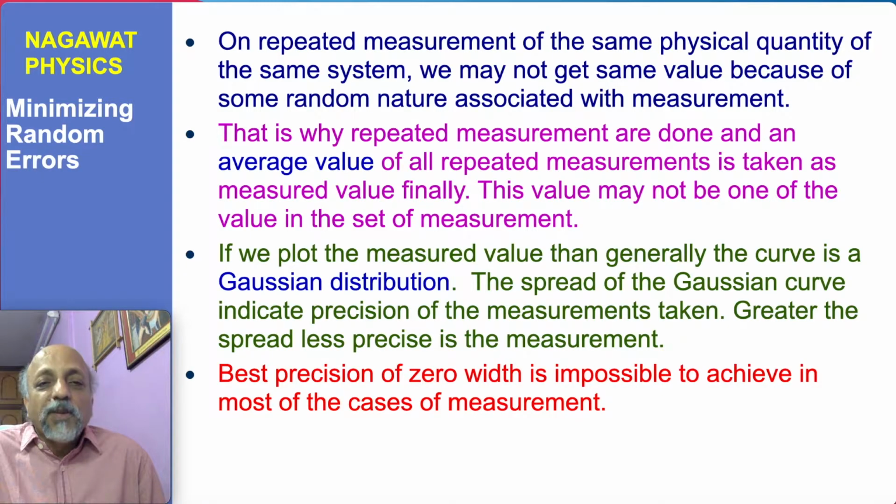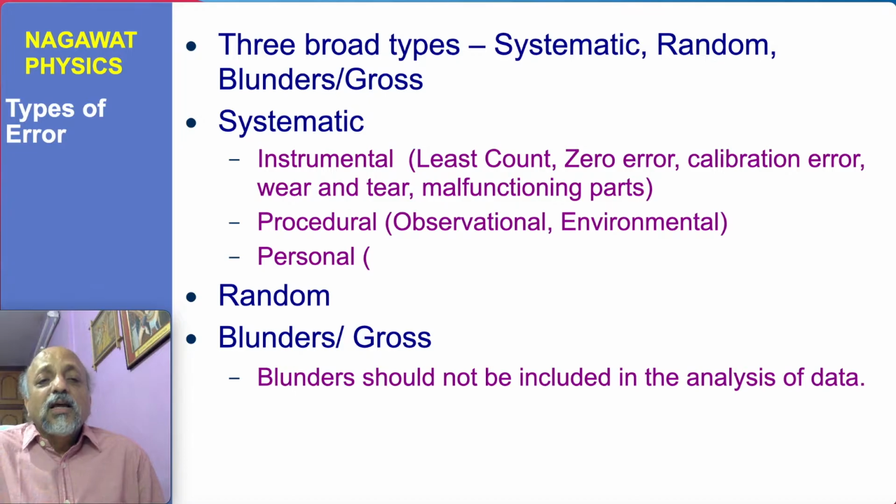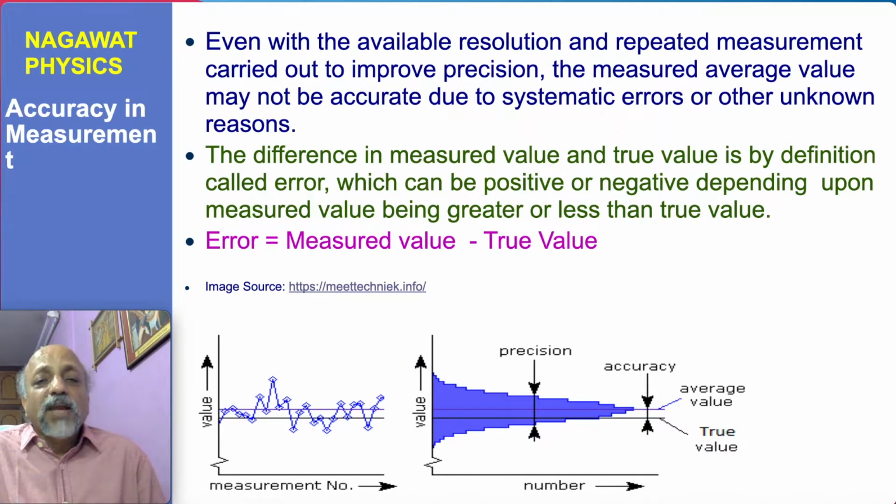However large a number of repeated measurements you can make, it is difficult to get best precision of zero width, and errors like blunders and gross errors should be ignored before considering the average value. So in determining the average value, you should ensure that the data which you have collected involving blunders and gross error is not considered. So even with the available resolution and repeated measurement carried out to improve precision, the measured average value may not be the accurate value due to systematic errors or other unknown reasons.